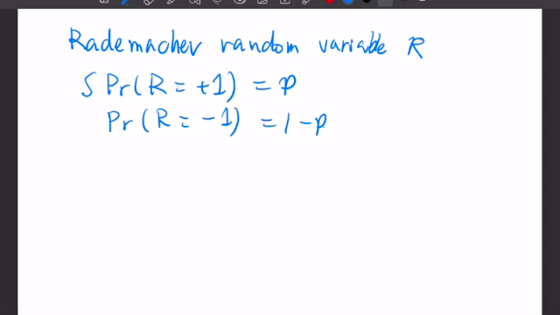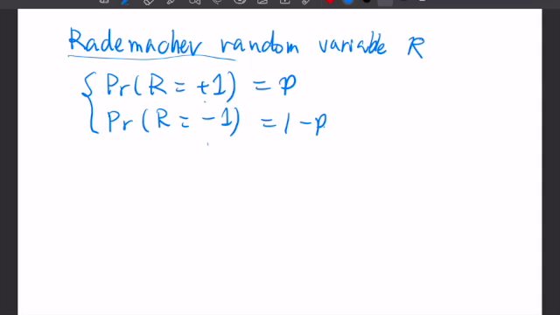So this is much like a Bernoulli variable. In the case of a Bernoulli variable, it takes positive 1 or 0. But in the case of a Rademacher random variable, it takes positive 1 or negative 1. But basically, it's more or less the same thing.